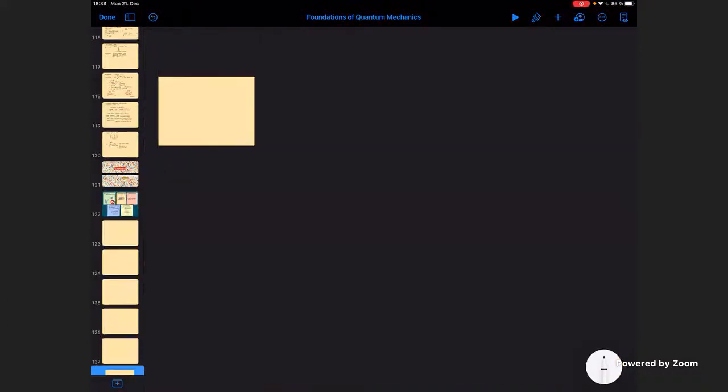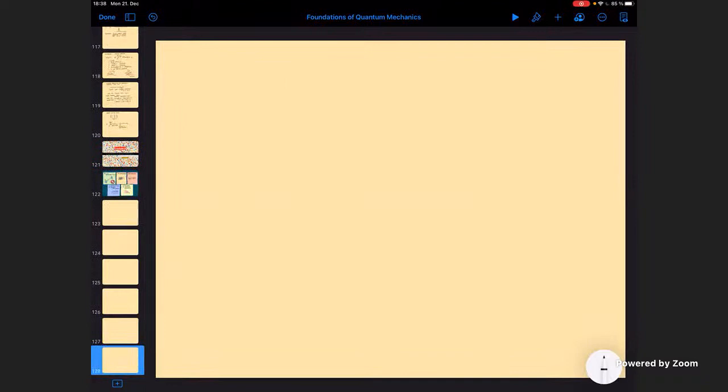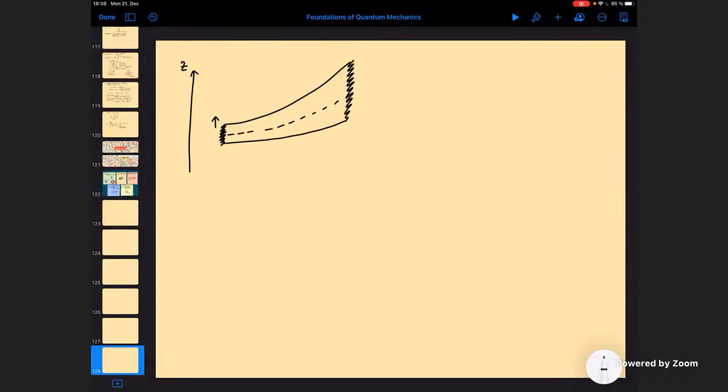So what does this all mean? Let's summarize this. Spin up acting on a wave packet will give you a trajectory for the wave packet. Now this is the Z direction, where the trajectory is bent upwards. And then afterwards you end up with a wave packet up here. Or if it was spin down and started out at the same point, you will have a trajectory that is bent downwards. And then your wave packet will end up down here.